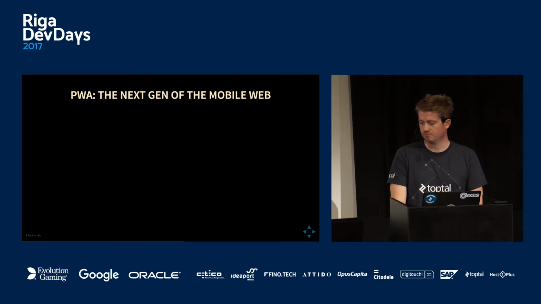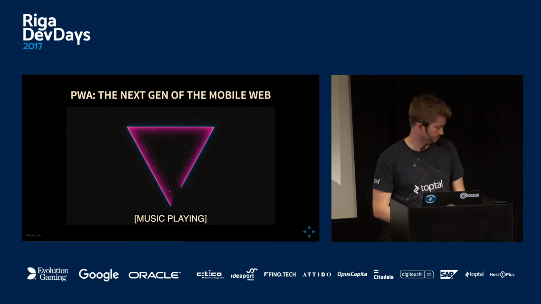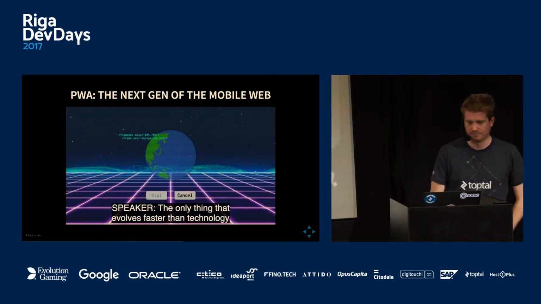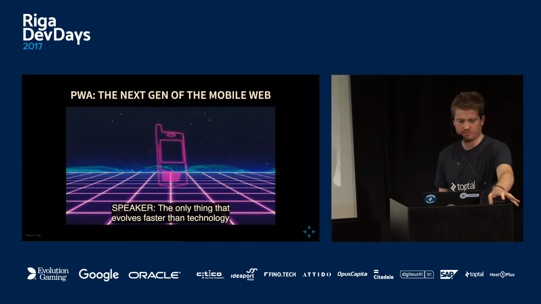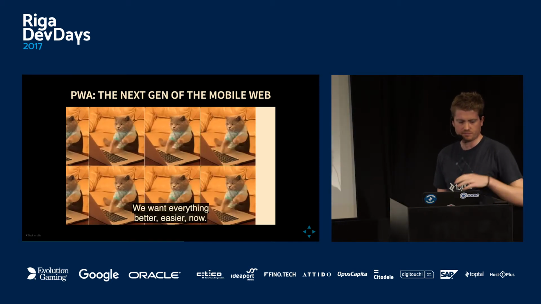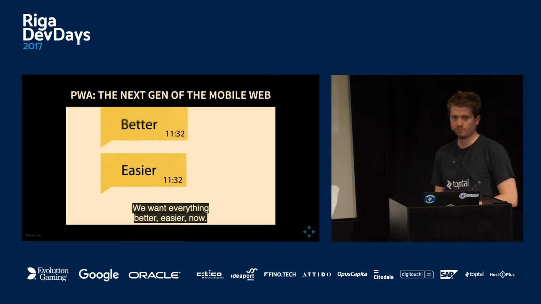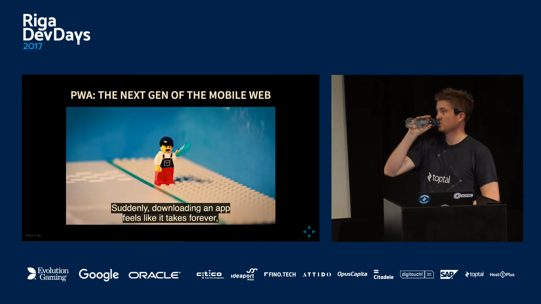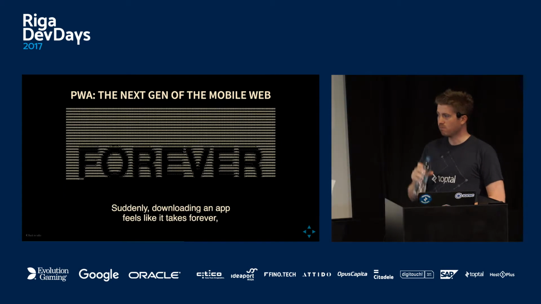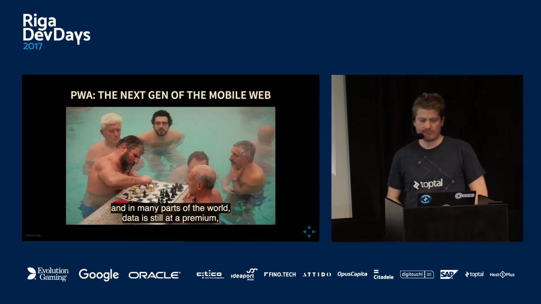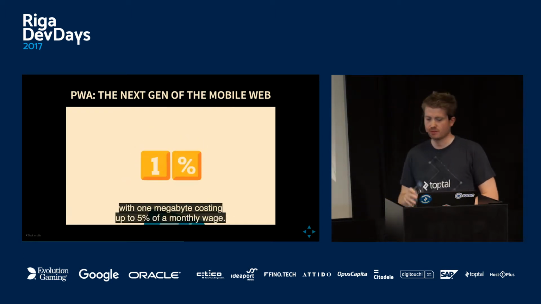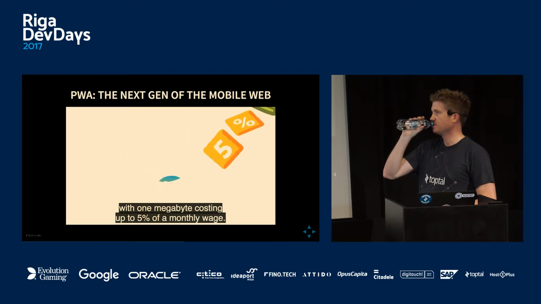The only thing that evolves faster than technology is our expectations. We want everything. Better, easier, now. Suddenly, downloading an app feels like it takes forever. And in many parts of the world, data is still at a premium, with 1 megabyte costing up to 5% of a monthly wage. Let's face it though, until now, the alternative to native apps hasn't been great.